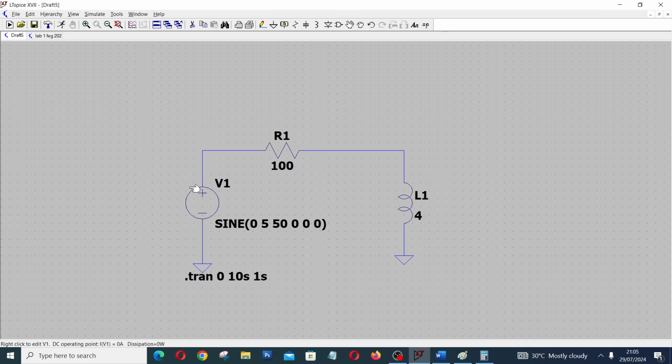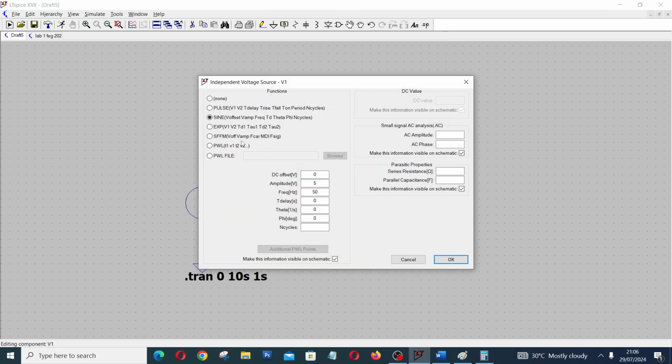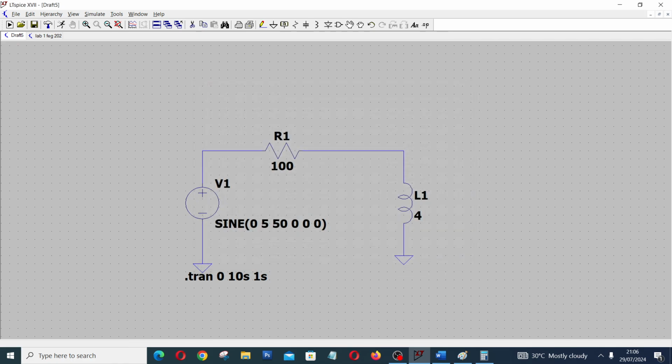This is just a voltage source, resistor, and inductor. Now the inductor, we assign a value. It's just an experimental value. The essence of this lab, we are not going to actually record anything. It's just for us to see how power factor correction takes place. I've assigned a value of 4 Henry. Then the resistor, I've assigned a value of 100 ohms. Then the power supply, I've assigned a value of 5 volt amplitude and a frequency of 50 Hz. Every other parameter there is 0.